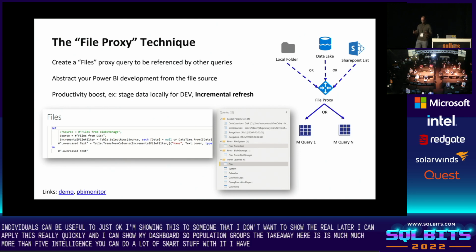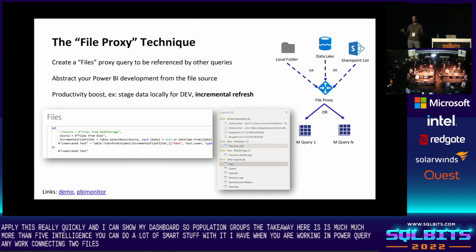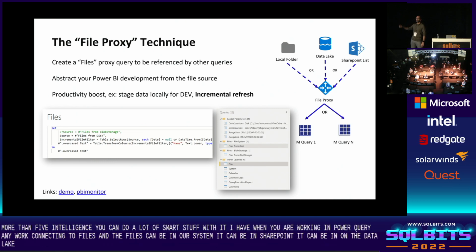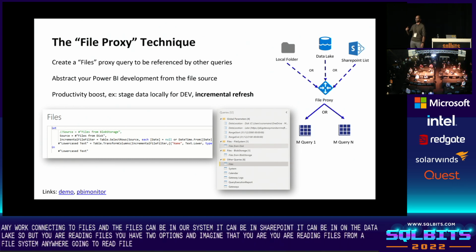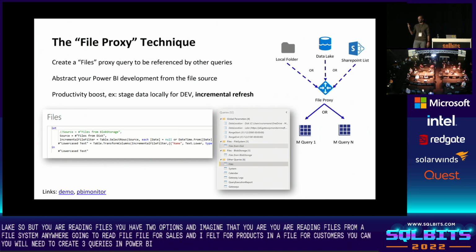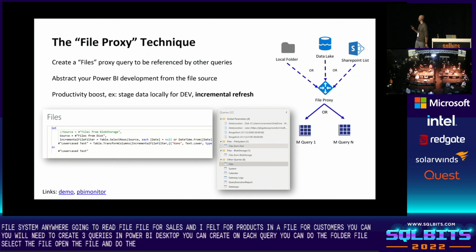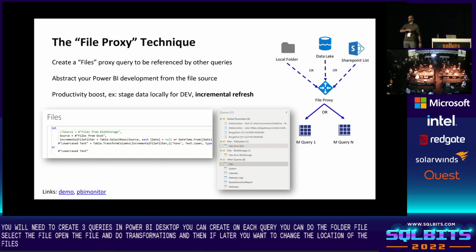When you are working in Power Query and you are connecting to files, and the files can be in a file system, in SharePoint, or on a data lake, you have two options. Imagine that you are reading files from a file system, and you are going to read a file for sales, a file for products, and a file for customers. You will need to create three queries in Power BI Desktop. On each query, you can do the folder, select the file, open the file, and do the transformations. And then if later you want to change the location of the files from file system to a data lake, you need to change those three queries.